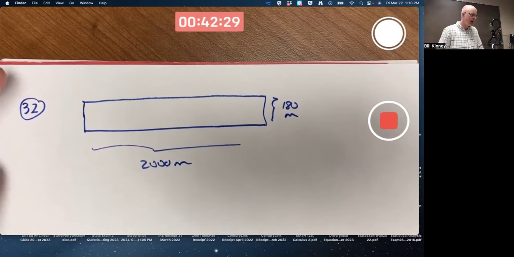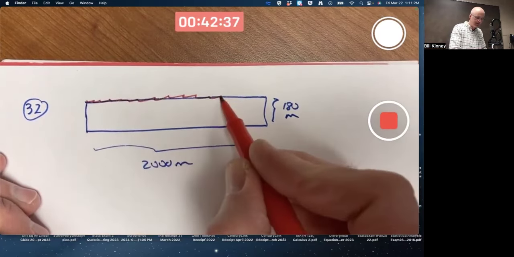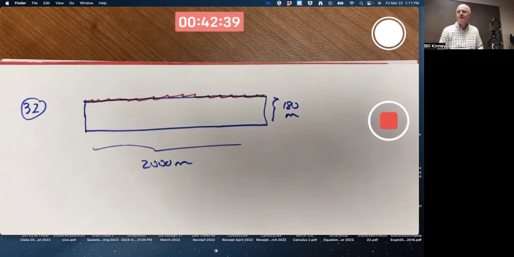2 things to do in this problem. First is to estimate the water pressure at the base of the dam. We're assuming the water is at the top. That's the water level up there. What's the water pressure at the base, 180 meters down? And also, the second thing to do is to figure out the total force on the dam that comes from water pressure.